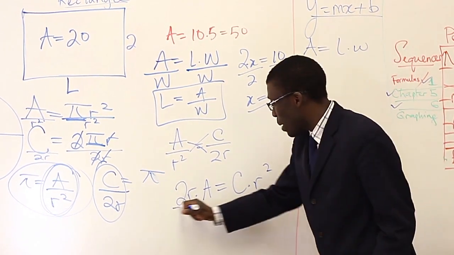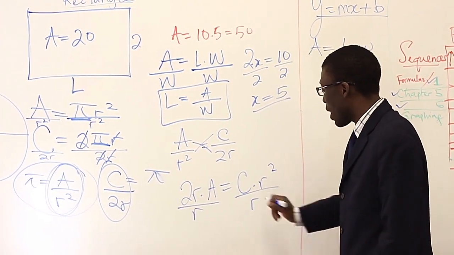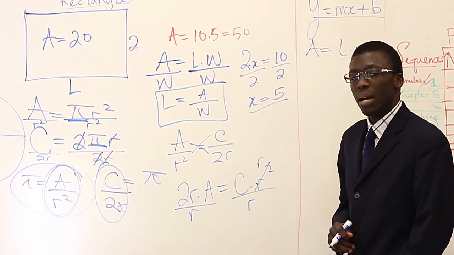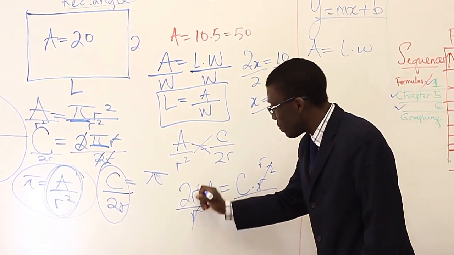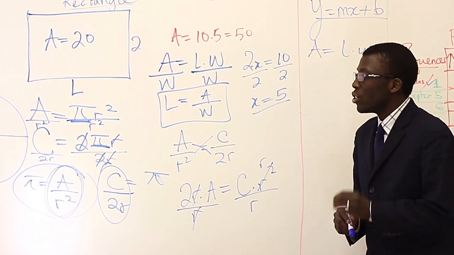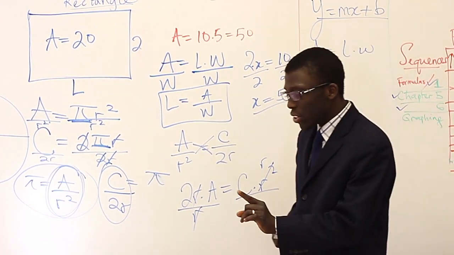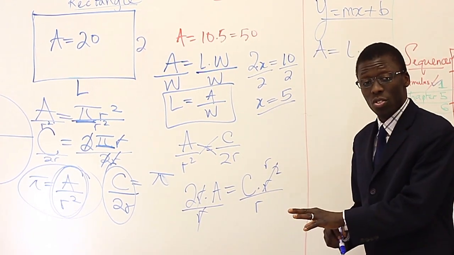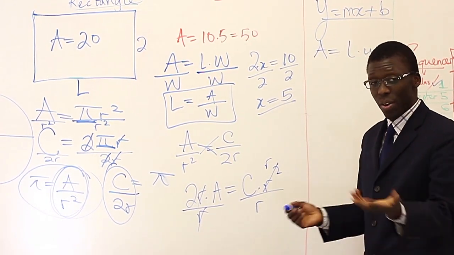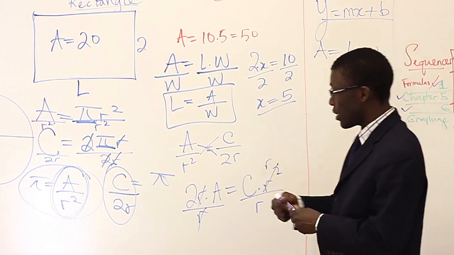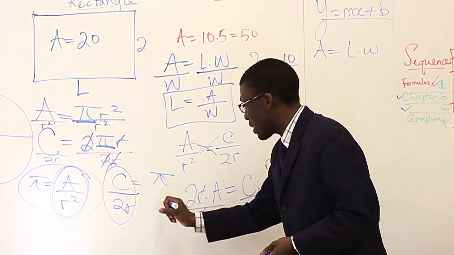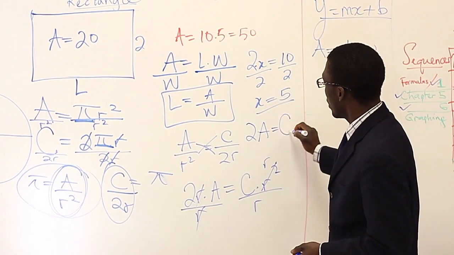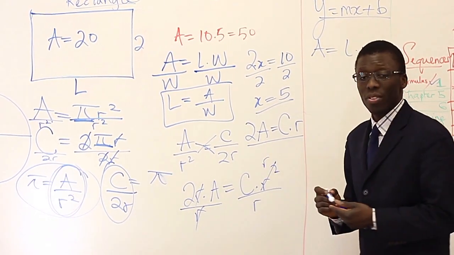Then I'm going to divide both sides by r, because they both have r's. On the right side, you're going to have only C times r. On the left side, you're going to have 2A. So the area of a circle times 2 is the same as the circumference of the circle times r. That's very interesting. We just showed, using equation skills, that 2A, 2 times the area, is equal to the circumference times the radius of that circle.